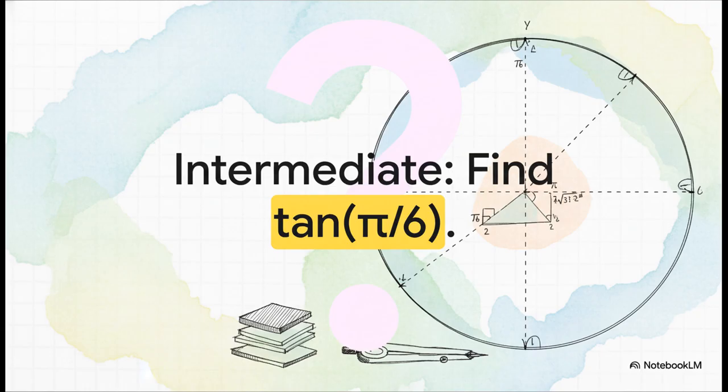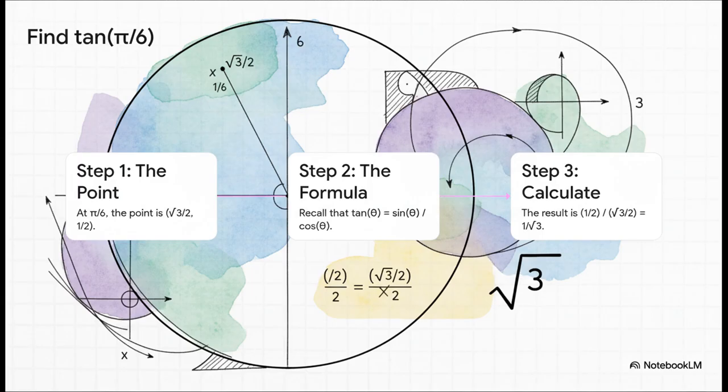How would we find the tangent of pi/6? First, we remember the coordinate for pi/6. That's root 3/2, 1/2. Next, we just have to remember the rule that tangent is always sine divided by cosine. So we take our sine value, 1/2, and we divide it by our cosine value, root 3/2. The 2's cancel each other out, and we're left with 1 over the square root of 3.